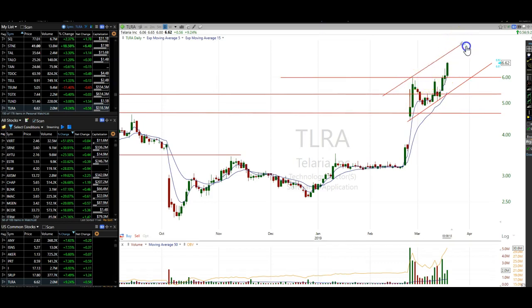An ascending wedge looks like this, where you're getting a narrowing into an apex on a rise, and that's not a bullish chart. It's a neutral chart. But this is a rise. This is an ascending triangle. It has popped out of it over 6 and is now going.